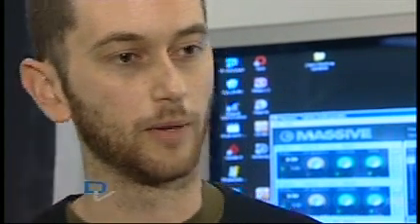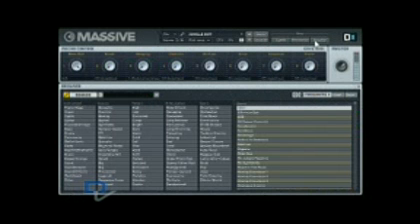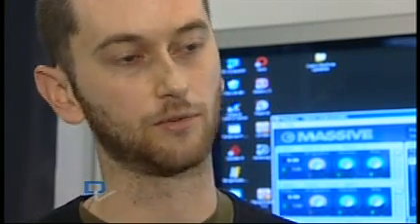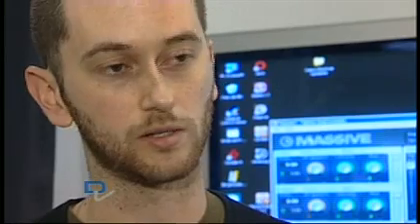Massive does certainly live up to its name. It's a monster of a program. It uses something called oversampling, so everything that's happening within the engine itself is happening at a very, very high resolution. So by the time it actually comes out of your sound card to your speakers, the sound quality sonically is a lot better than most other synthesizers.